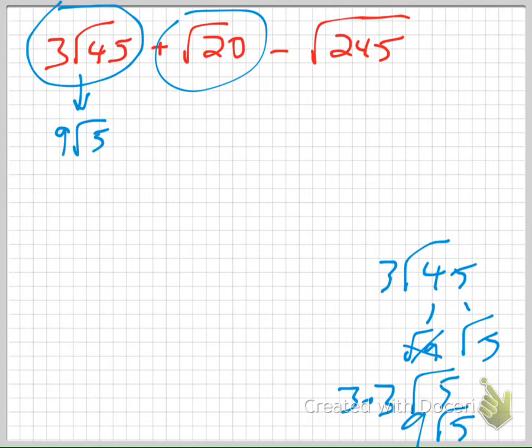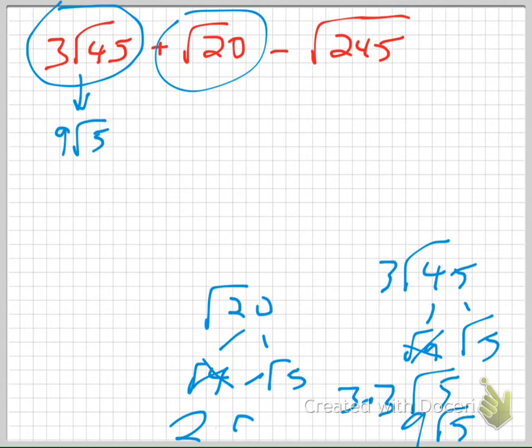Could you do the square root of 20 and just simplify that for me? Oh, let's do it over here. Square root of 20 is square root of 4 times the square root of 5, which is just 2 times the square root of 5. Oh, so this is 2 times the square root of 5, right?